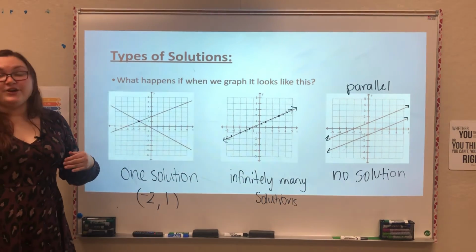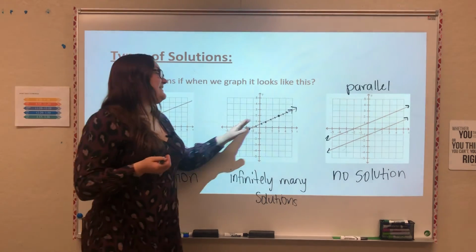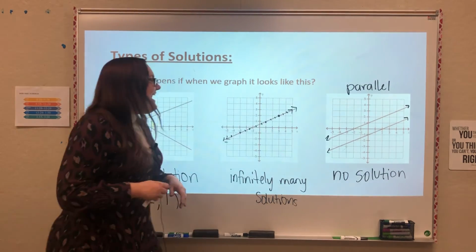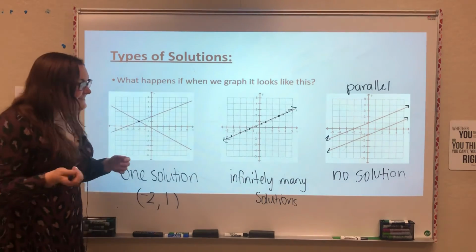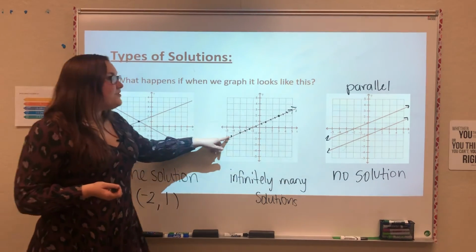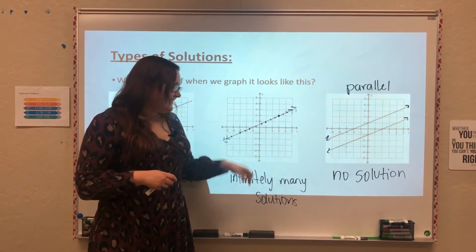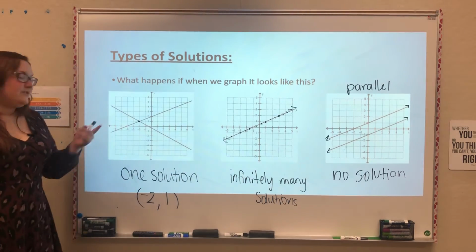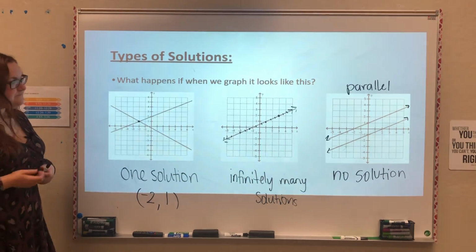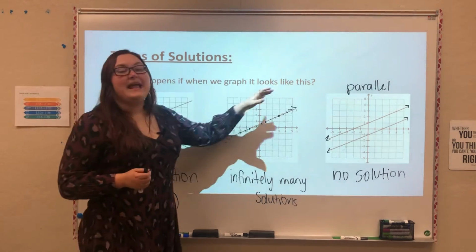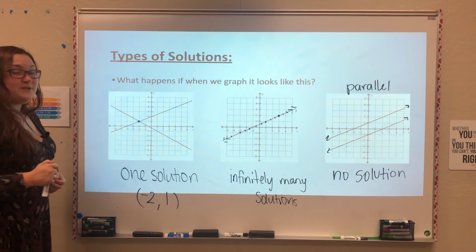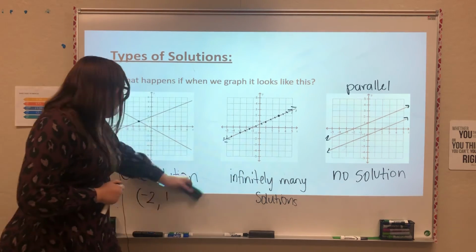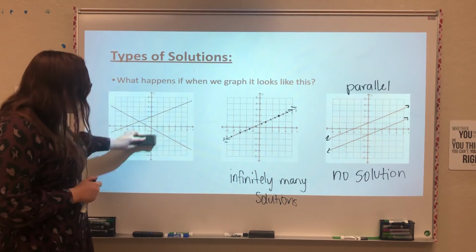For a system like this, the two equations might look different, but when you change them into slope-intercept form, you're going to get the same line because they're the same line. And because they're the same line, they're in the same place. And because there are so many points that are on both of those lines, we say there are infinitely many solutions. I can't just name one. These are the three types of solutions you can have for systems. So keeping that in mind, we're going to look at two more problems.